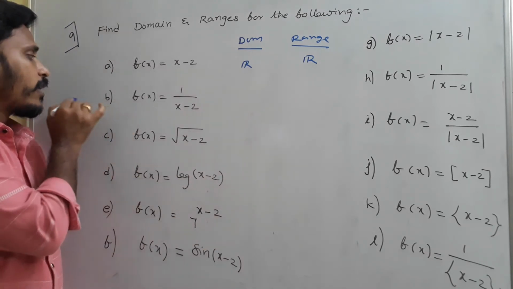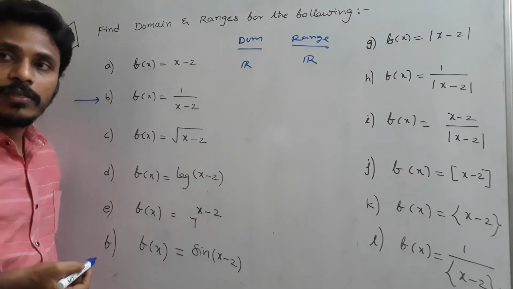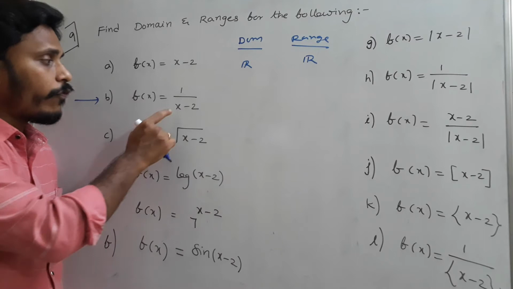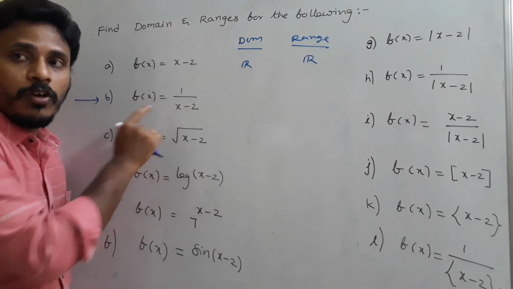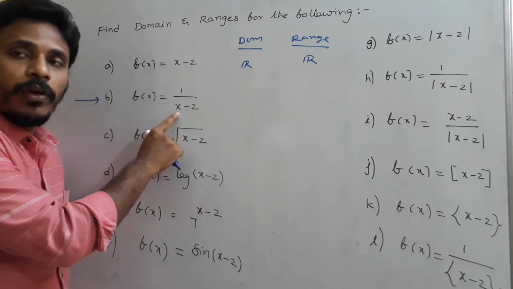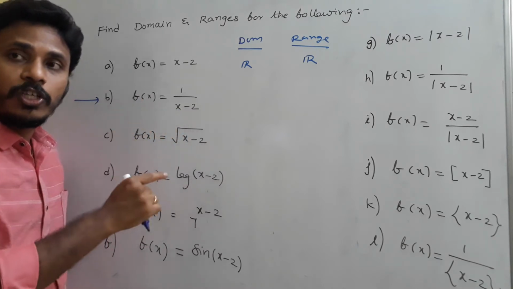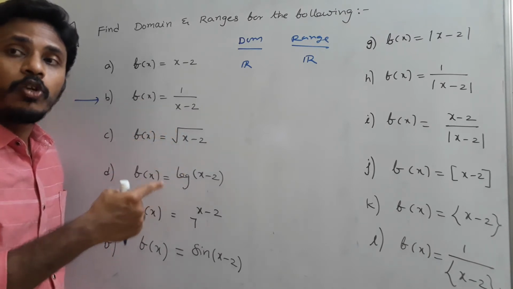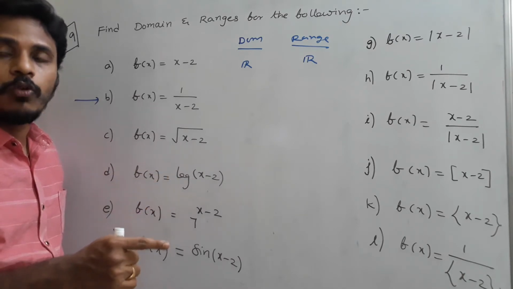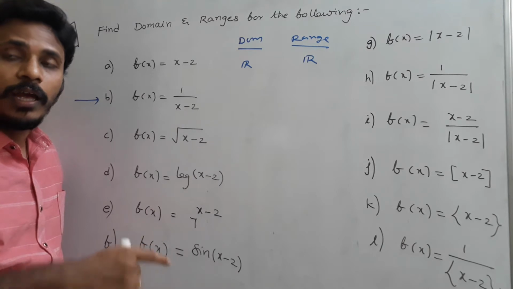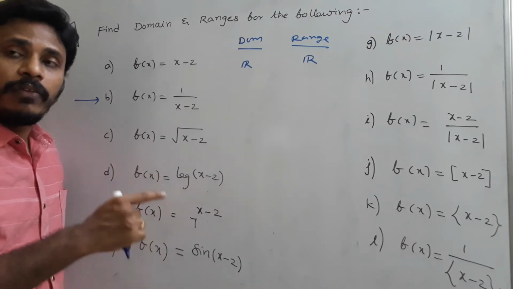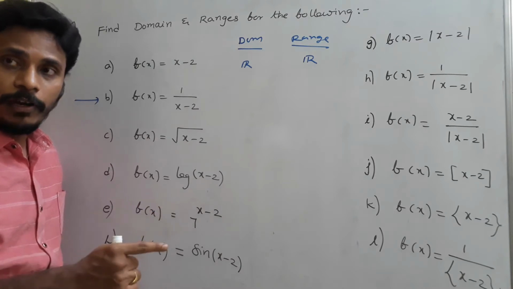Okay, then coming to the second one, f of x is equals to 1 by x minus 2. You just think about once, if you place 2 in the place of x, I am repeating, if you place 2 in the place of x, the denominator will become 0 and so the value is not defined. Okay, 1 by 0 is not defined. Actually you feel that 1 by 0 as infinity, but that infinity is not there in the real numbers and so we treat that 1 by 0 is not defined.